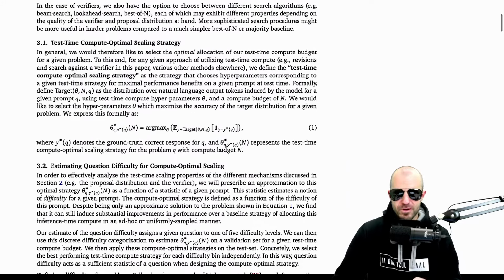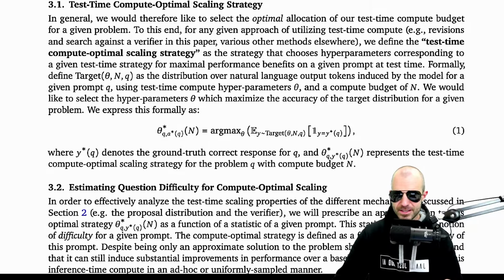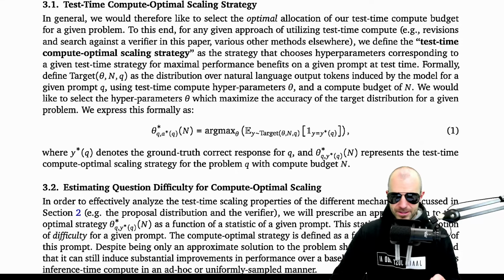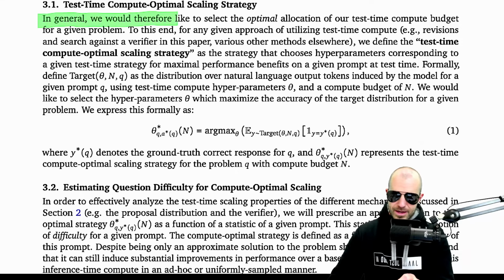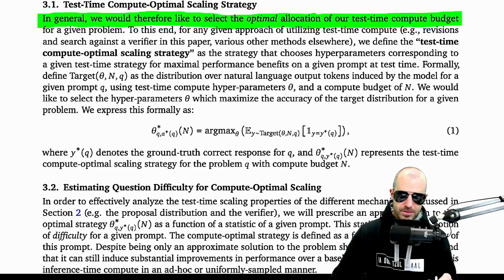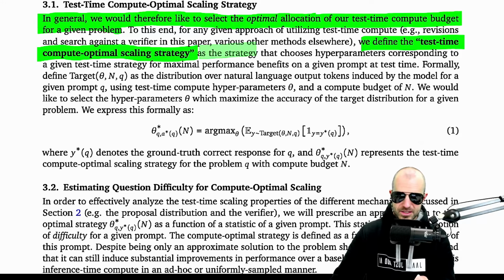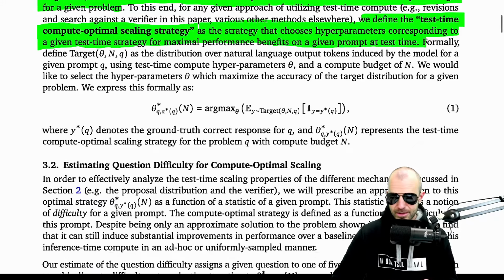So we're going to skip over a lot of this taxonomization and categorization and systematization. I do want to point out this, where they say, what we're actually after, in general, is to select the optimal allocation of our test time compute budget for a given problem. So we define the test time compute optimal scaling strategy as the strategy that chooses hyperparameters corresponding to a given test time strategy for maximal performance benefits on a given prompt at test time. Formally, and now they're going to formalize this.